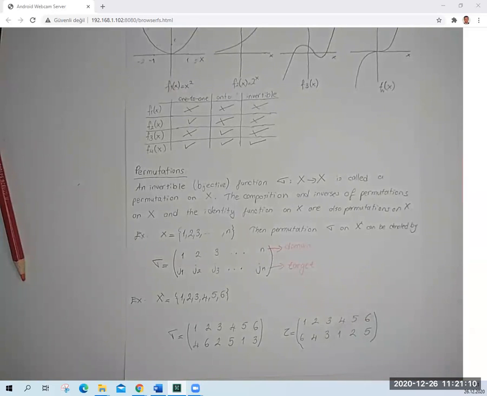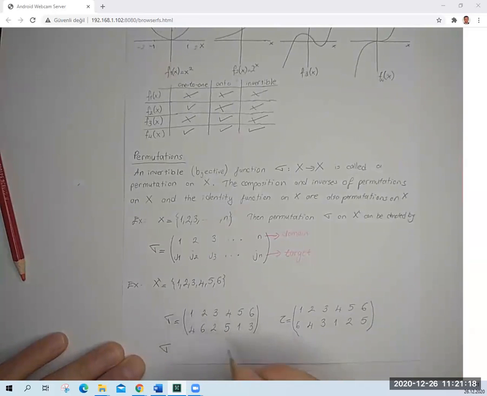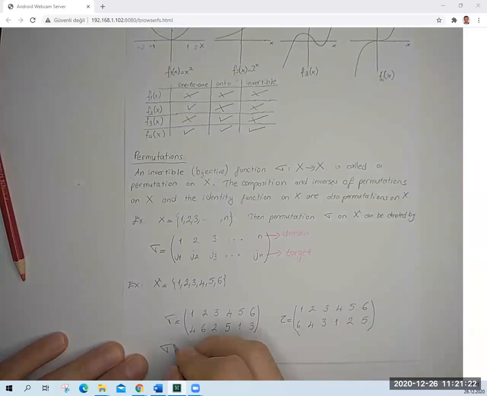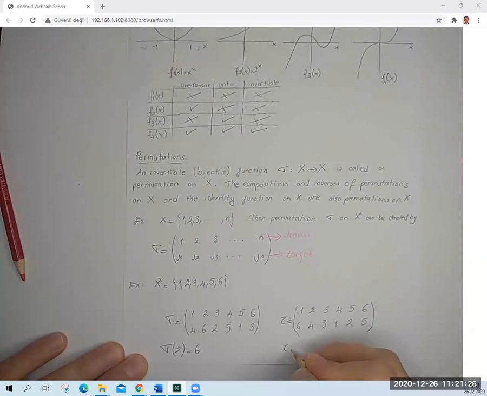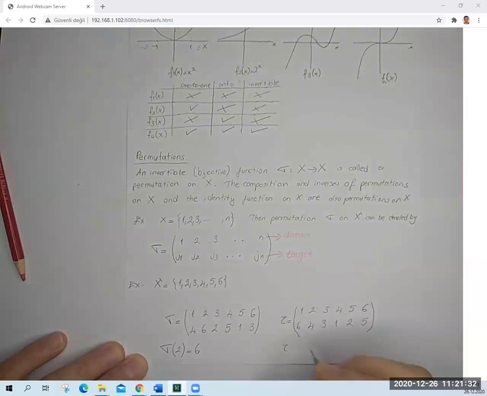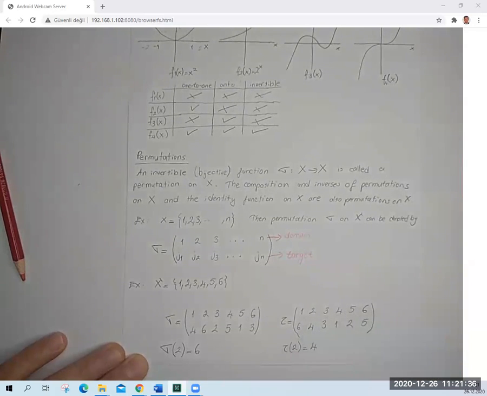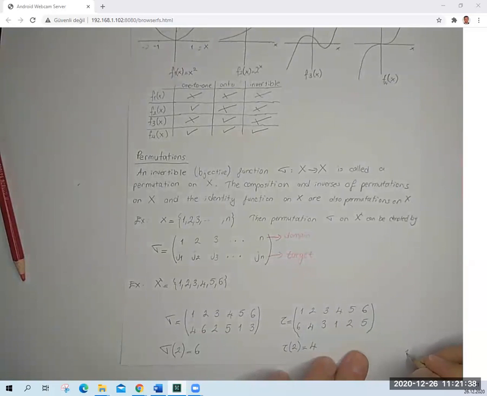This is our permutation function. If we want to test, for example, sigma of 2 is equal to 6, right? And here tau of 2 goes to 4, like that. Okay, this is page 1.